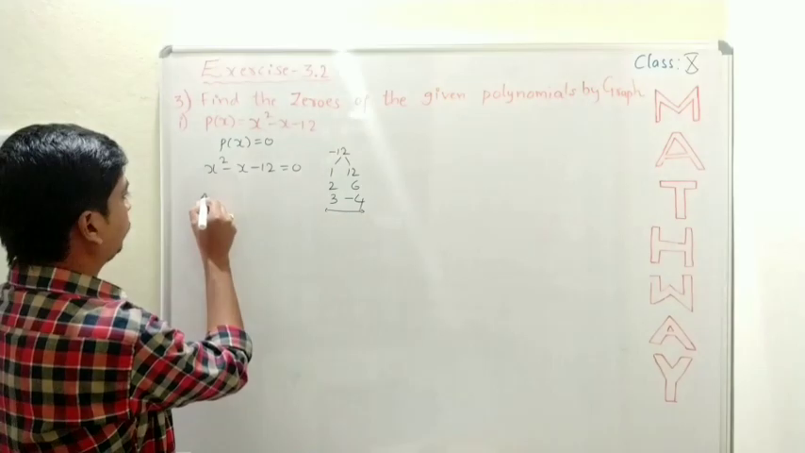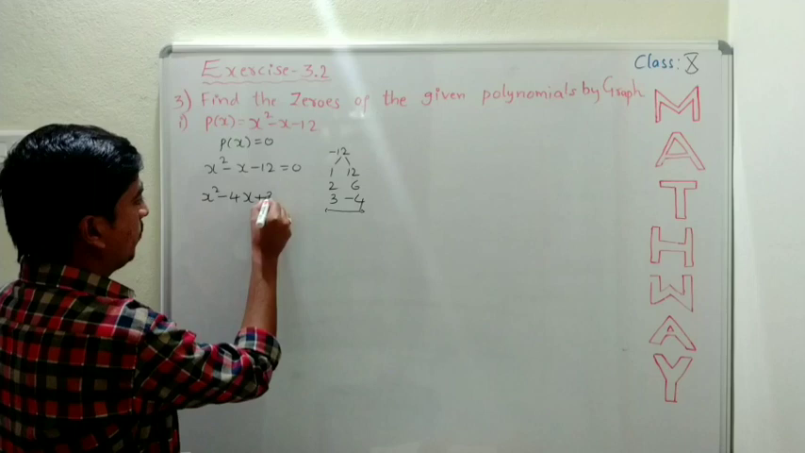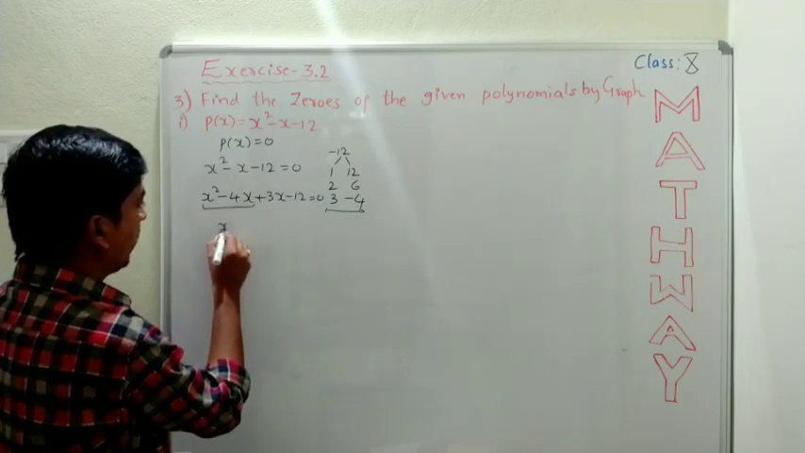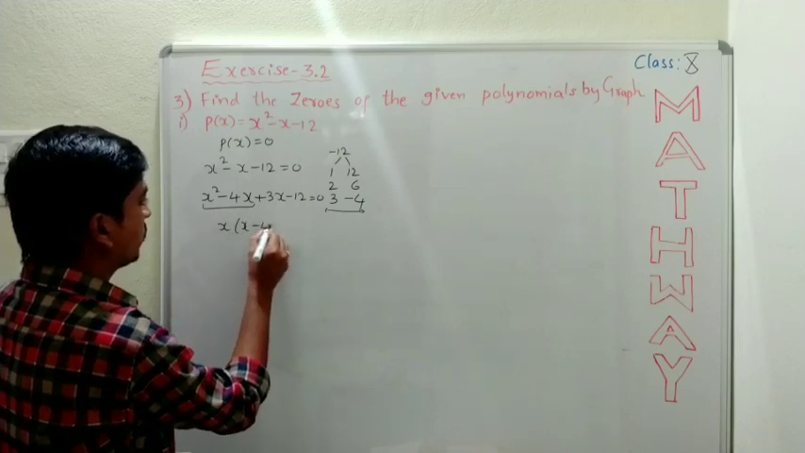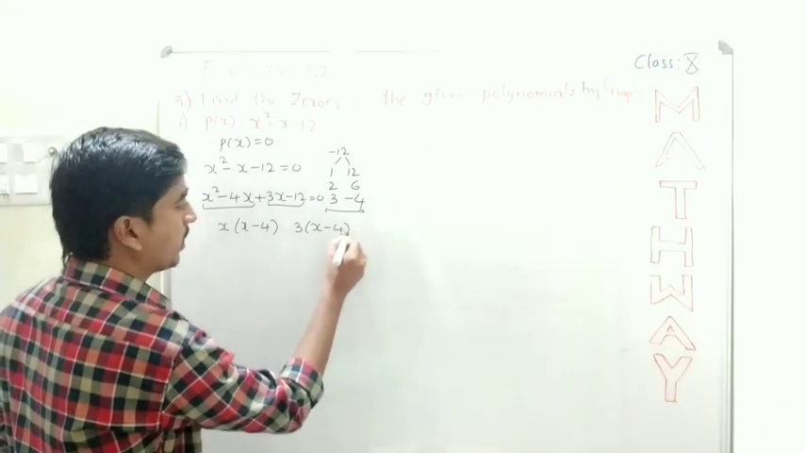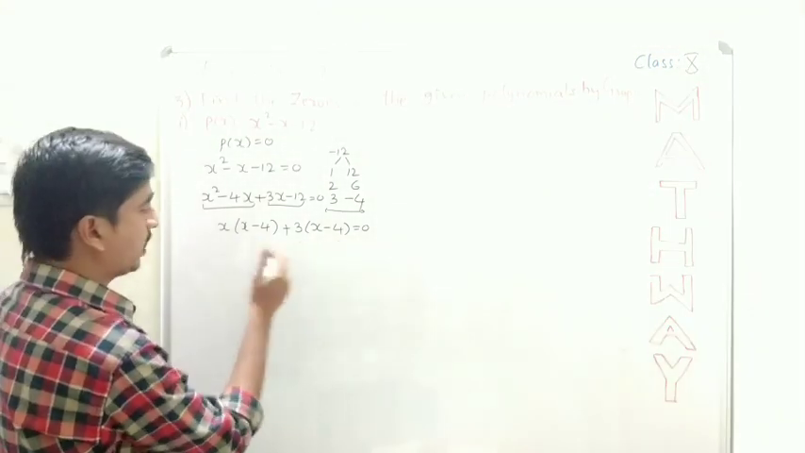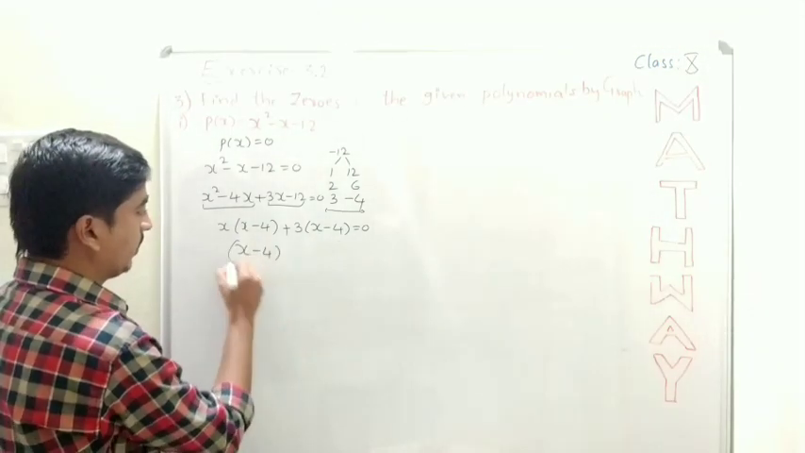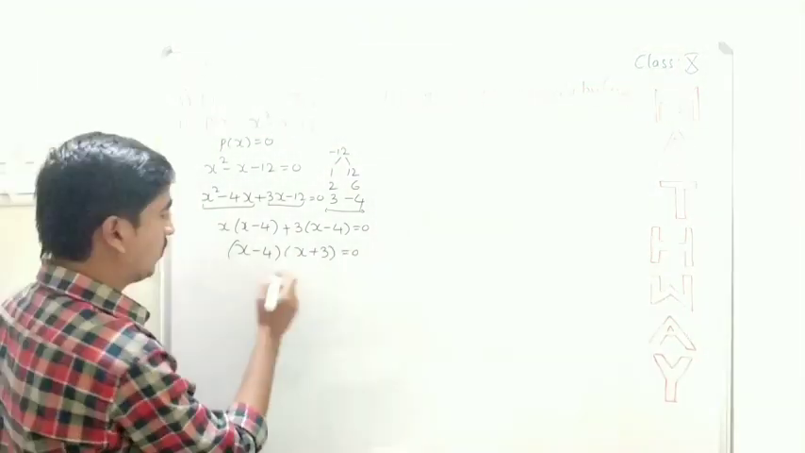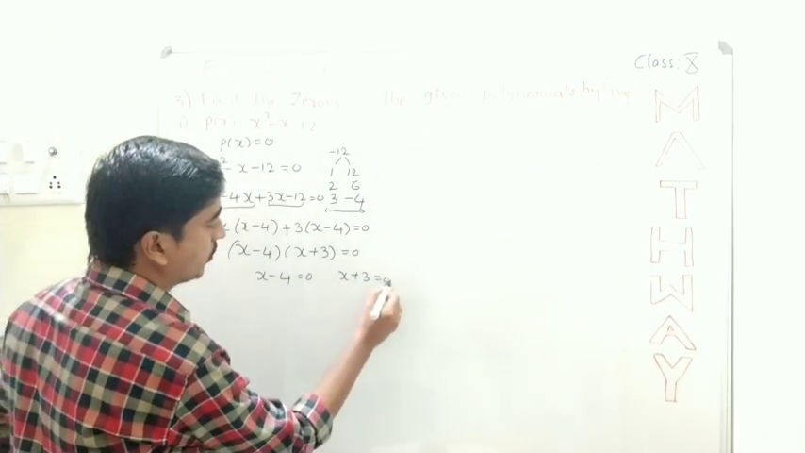So write x as x square minus 4x plus 3x minus 12 equals to 0. From these two terms we can take x as common, then x minus 4 is left, and from these two terms we can take 3 as common. We also get 3 into x minus 4 equals to 0. The middle sign is plus. So x minus 4 is common in both terms, take it as common. Then x plus 3 equals to 0. So by making two terms equal to 0, we get x minus 4 equals to 0 and x plus 3 equals to 0.